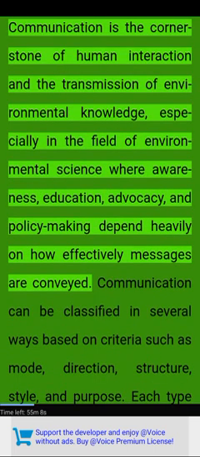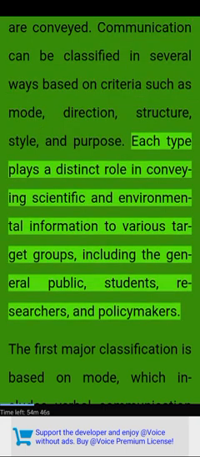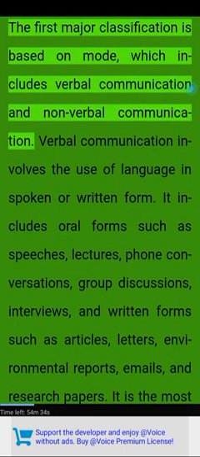Communication is the cornerstone of human interaction and the transmission of environmental knowledge, especially in the field of environmental science, where awareness, education, advocacy, and policymaking depend heavily on how effectively messages are conveyed. Communication can be classified in several ways based on criteria such as mode, direction, structure, style, and purpose. Each type plays a distinct role in conveying scientific and environmental information to various target groups, including the general public, students, researchers, and policymakers. The first major classification is based on mode, which includes verbal communication and nonverbal communication.